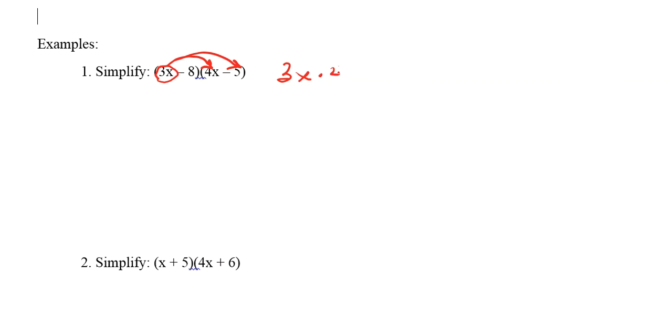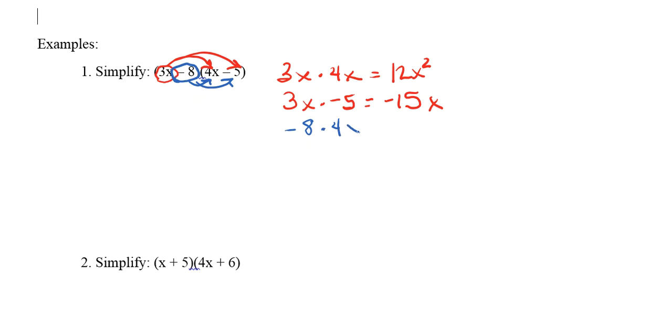So I'm going to do 3x times 4x, which is 12x squared. And then I'm going to do 3x times negative 5, which is negative 15x. So I've taken the 3x and multiplied it with each of those. Now I'm going to take the next term, the negative 8, and multiply it with each of the next terms. So negative 8 times 4x is negative 32x, and negative 8 times negative 5 is a positive 40. So each term in the first expression gets multiplied with each term in the second expression.